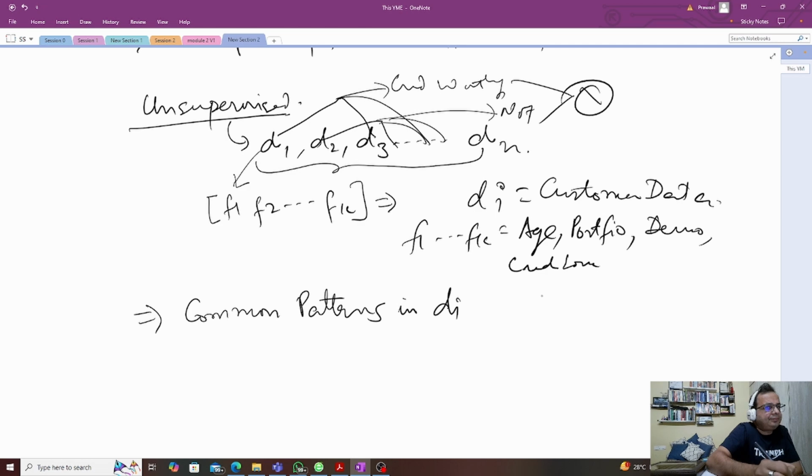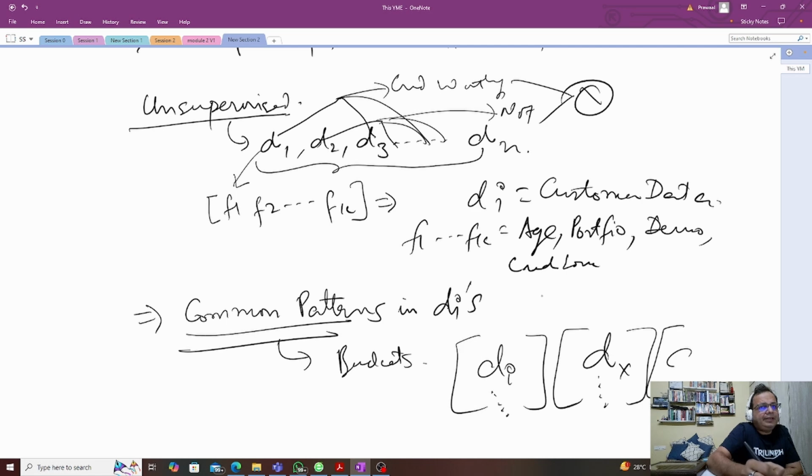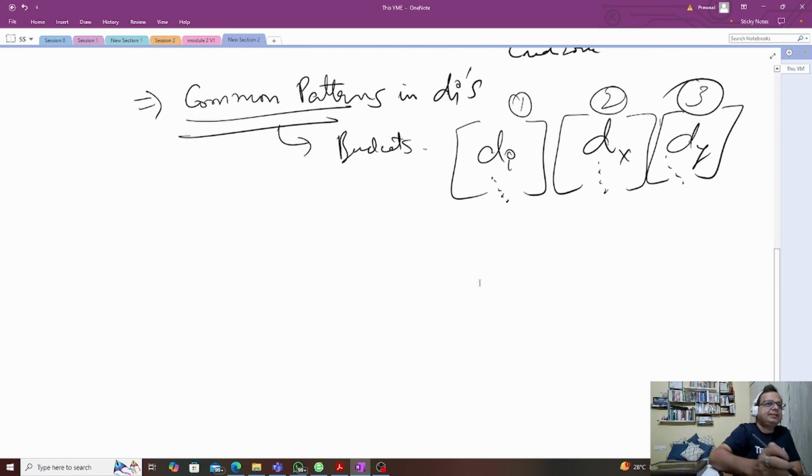And based on these common patterns, we try to put them into separate buckets and say that okay, the I dot dot dot, they belong to one bucket, the X dot dot dot, they belong to a second bucket, the Y dot dot dot, they belong to a third bucket. How many categories or buckets, that depends upon the context of the problem that we are solving, and we can decide this at runtime.